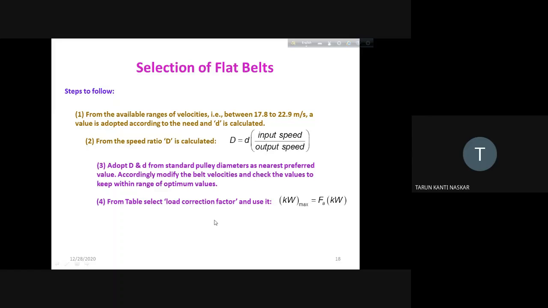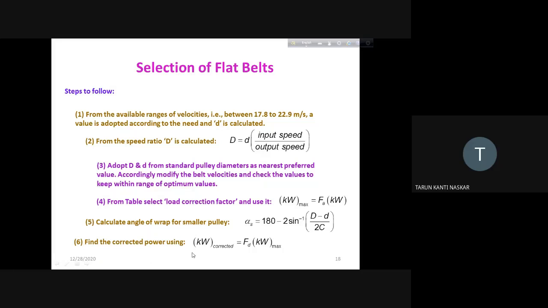Now the second point is kW. According to the service condition, you select the load correction factor FA and get the kW max. So multiply FA and kW, then you get kW max. Now the angle of wrap of the smaller pulley. The angle of wrap is 180 degrees minus 2 sin inverse of (D minus d) by 2C. So this is your angle of wrap.